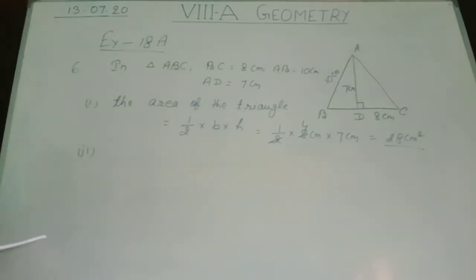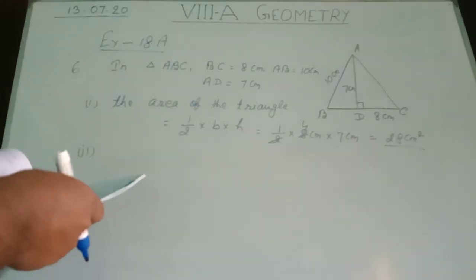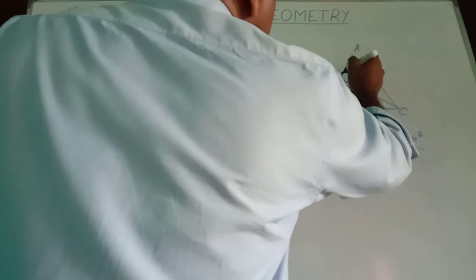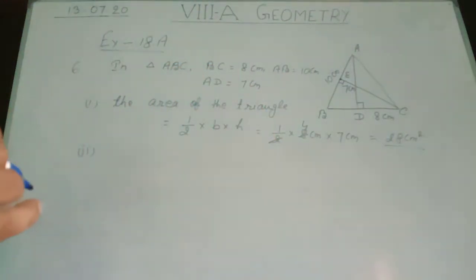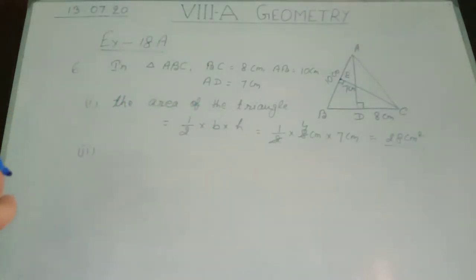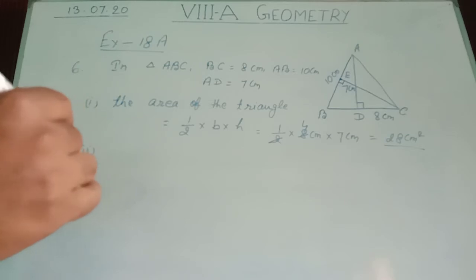In Roman number 2, the height of triangle corresponding to the side of length 10 centimeter. Suppose this is the height. Here we can give the name E. This point is E. So here is 90 degree. Height is always perpendicular to the base. We are asked to find out the height of the triangle corresponding to the side 10 centimeter. Means corresponding to side AB, height is CE.